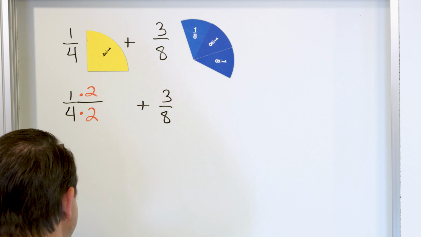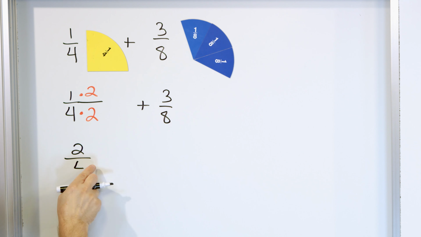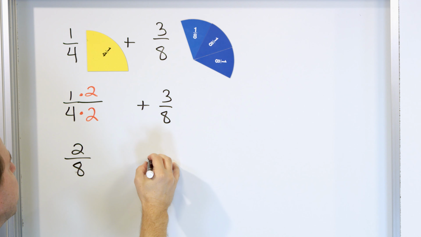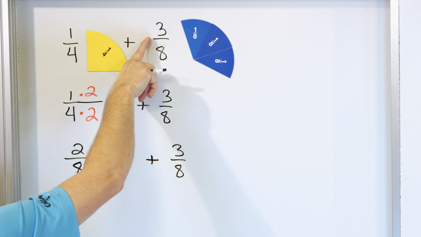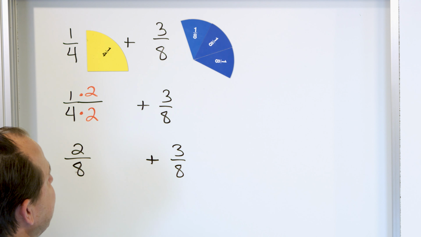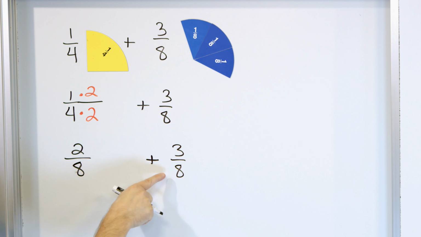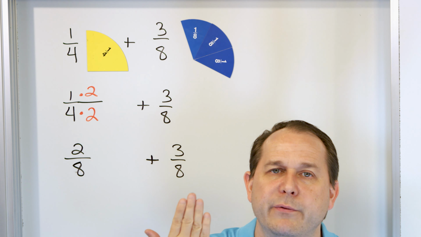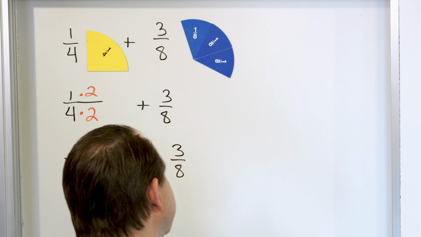So what we would then have is 1 times 2 is 2, and 4 times 2 is 8. And over here, we'll be adding it to, of course, the 3/8. So in this case, we did not change the original fraction that we had over on the right-hand side. We didn't change it at all because we only had to manipulate one of them to get the same denominator. In this case, you can do that, but in some problems, you have to multiply both fractions by something on the top and something on the bottom in order to get the same denominator.